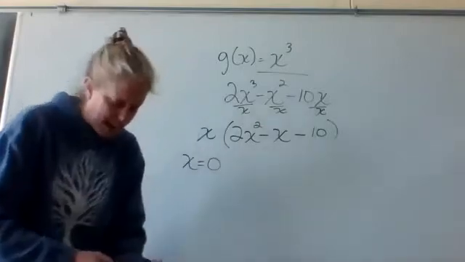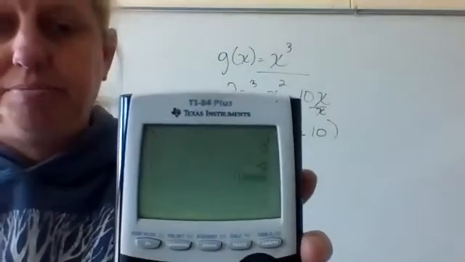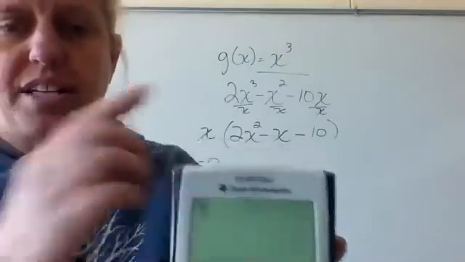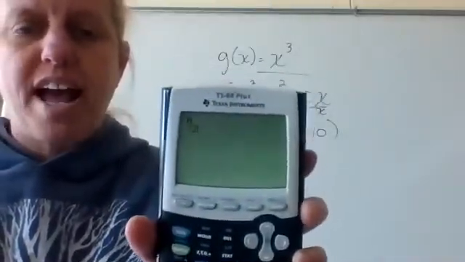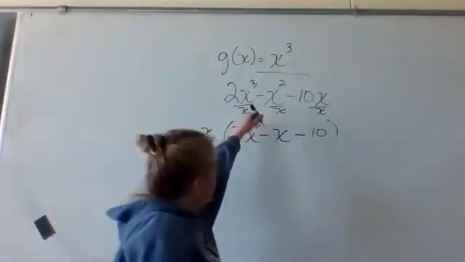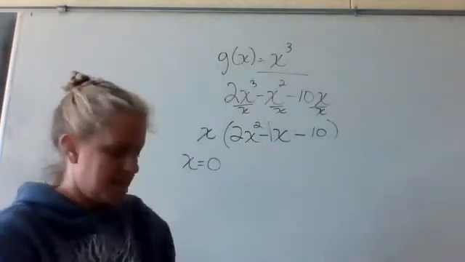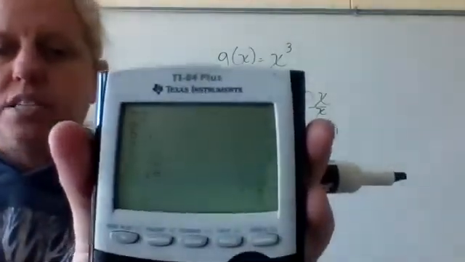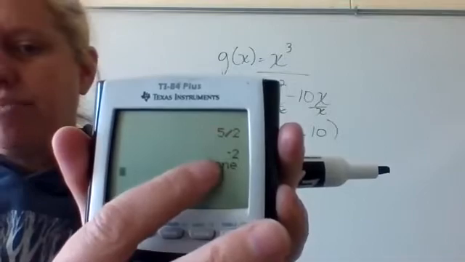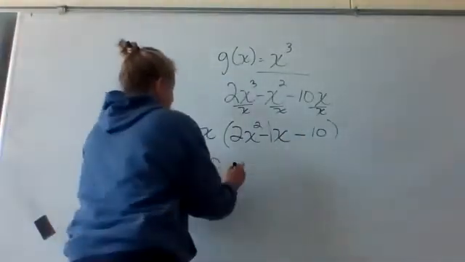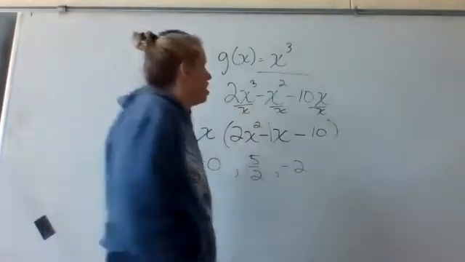So the fastest way to get to that is to just go back to your quad and type in the A, B, and C. So let's see, what's in front of x squared now? That 2 is. What's in front of x? Negative 1 is in front of x, so your B is negative 1. Your constant is negative 10. I'm going to get a weird decimal, so just hit enter again. Those are your other two zeros, 5 halves and negative 2. So 0, 5 halves, and negative 2 are your zeros.